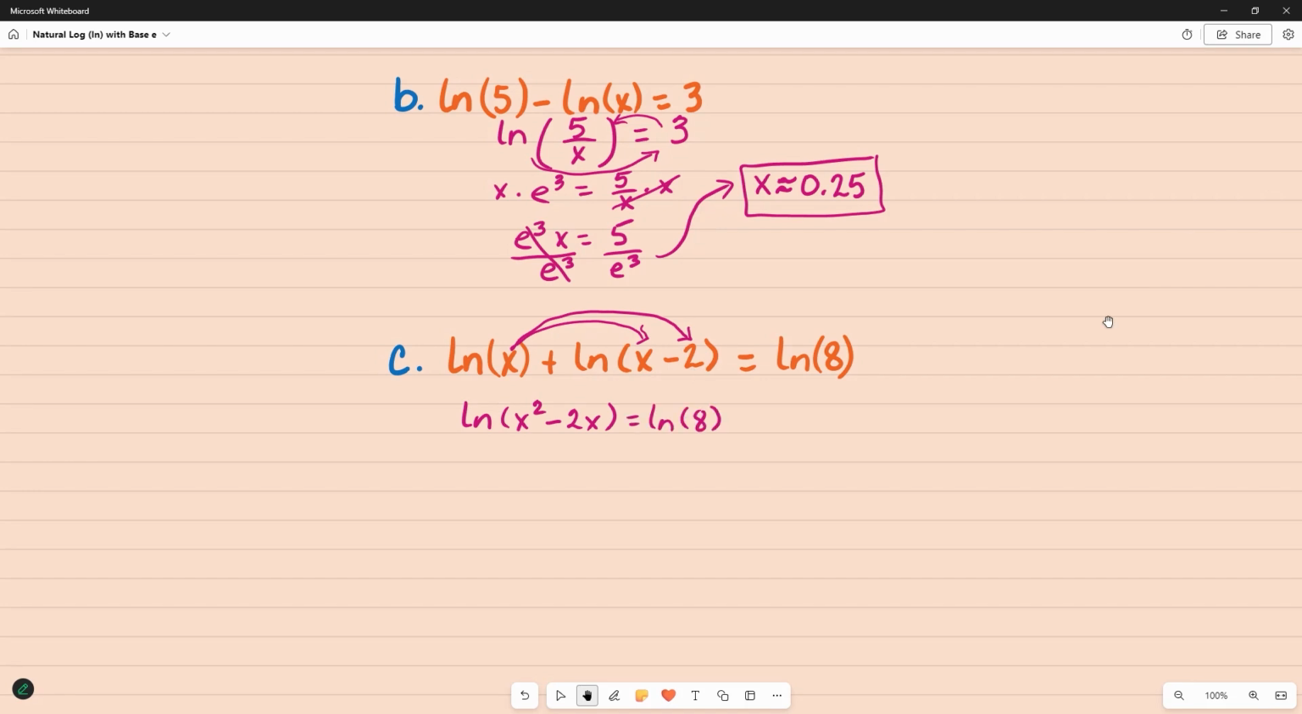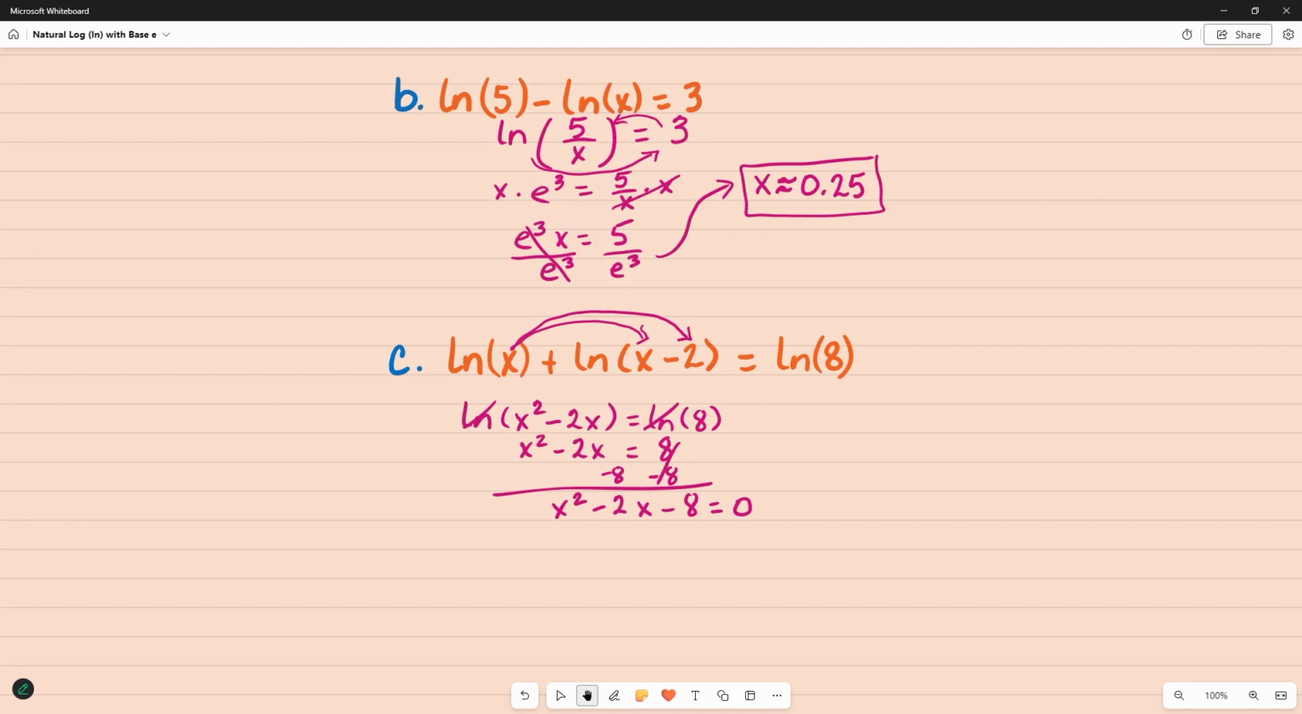Well, there's a property that says that if I have a natural log and a natural log one-to-one, I can go ahead and just get rid of them and bring down the value that's left over. So that's going to be x squared minus 2x is equal to 8. And now that I see that I have x squared, I know that I'm about to factor. So I want to set this equal to 0 by subtracting 8 on both sides. And I'm left with x squared minus 2x minus 8 is equal to 0.